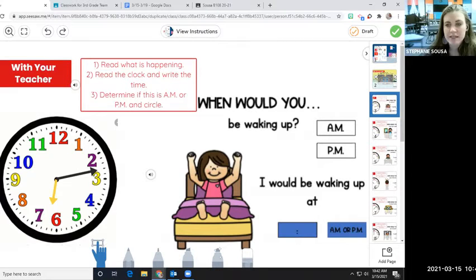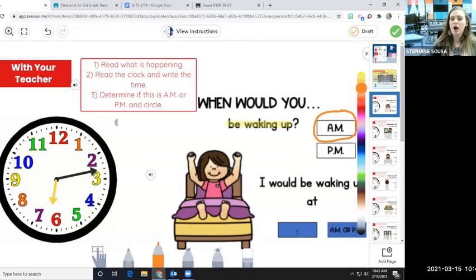All righty, so on slide 3, we are going to work on this right here, okay? It says, read what is happening, so let's do that. When would you be waking up? Okay, so we're waking up. When do we do that? We do that in the AM, okay, as the sun is rising. That is when most people wake up. Now, there are people who use the third shift, Justin, and might have to wake up in the PM, but most people, and definitely you guys, because you're students, are waking up in the AM, okay? So AM. I'm circling, you're circling. I'm writing, you're writing.